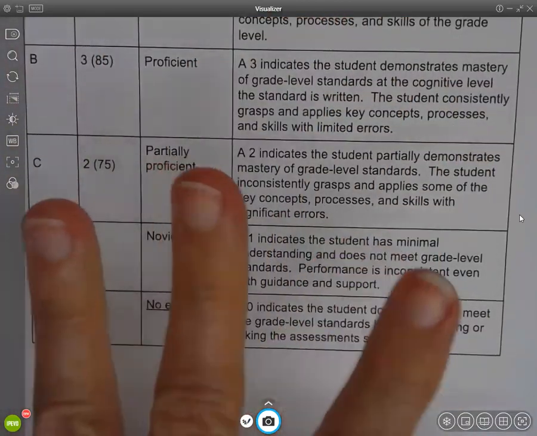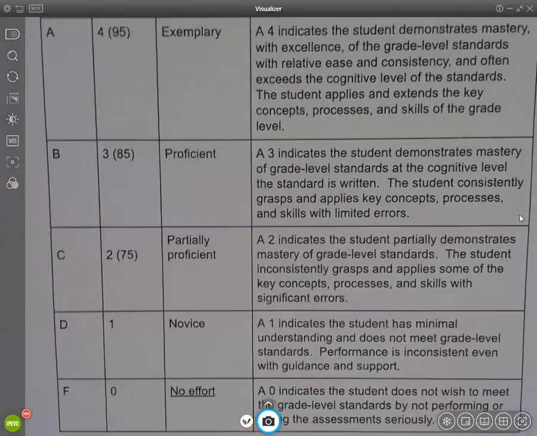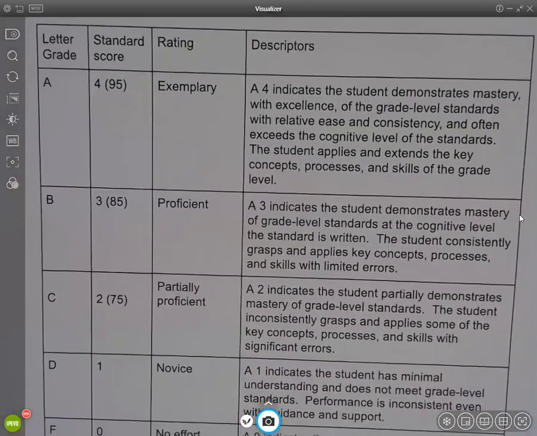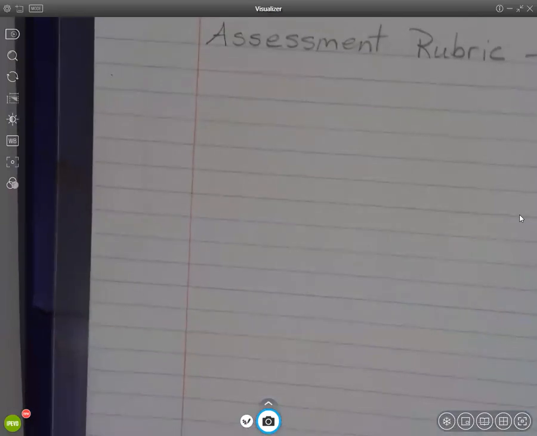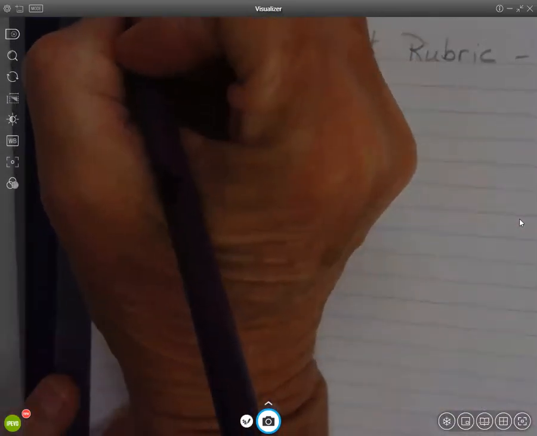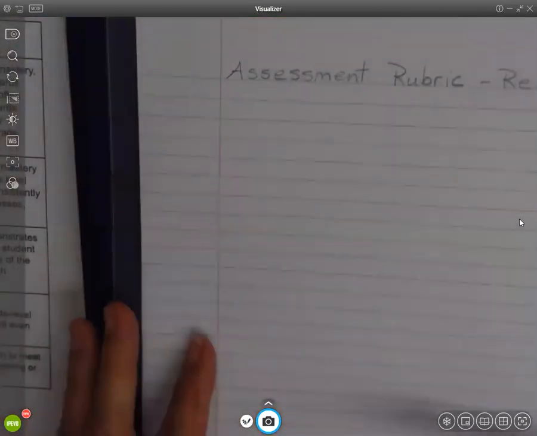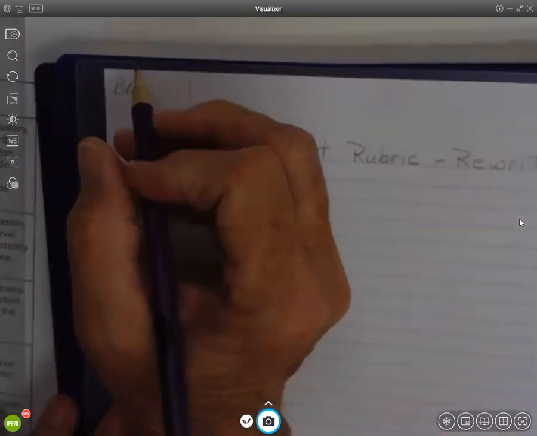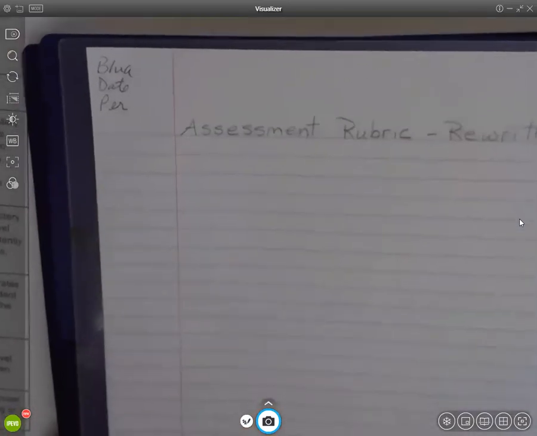So for the assignment, I want you to rewrite these, but in a shorter, more concise way, so that you can remember them, so that you understand how you're going to be graded by the assessments, which are worth 50% of your grade. So I'm going to move that aside. And here in my notebook, I have a page which says assessment rubric rewritten. I'm going to put my name up here, the date and period, whatever period 1 or 2 that you're in.